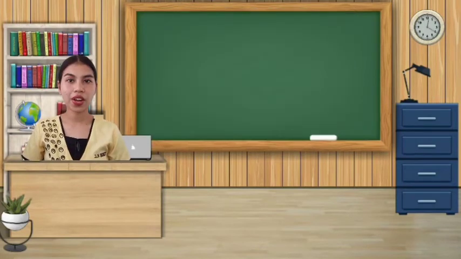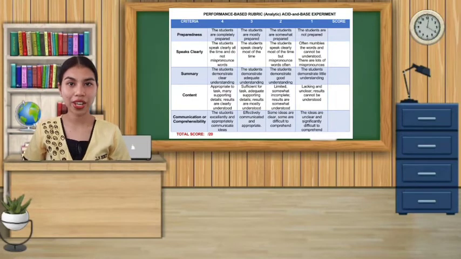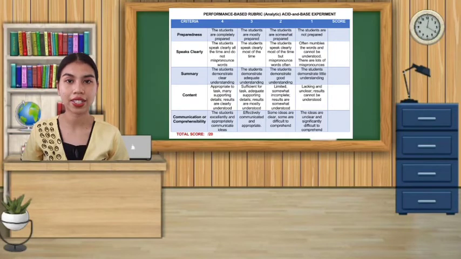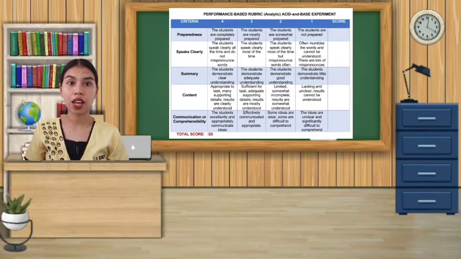When we move here to the analytic scoring rubric, as you can see, the criteria of the rubric are separated, or scored individually. So let us move here. Please look at the preparedness. If your student is completely prepared, definitely you will score him or her 4.